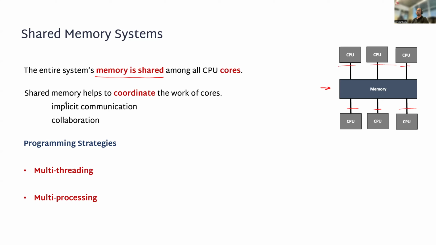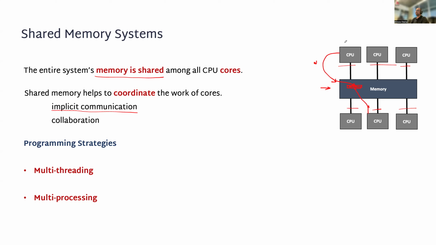For example, shared memory can help us to coordinate the work of the cores. A global memory provides implicit communication. So for example, this core can write something into the memory, and another core is waiting for something to be written in that memory block. So consider we are talking about this block. This core is writing something here, and this core is waiting for the data in this memory block, right?